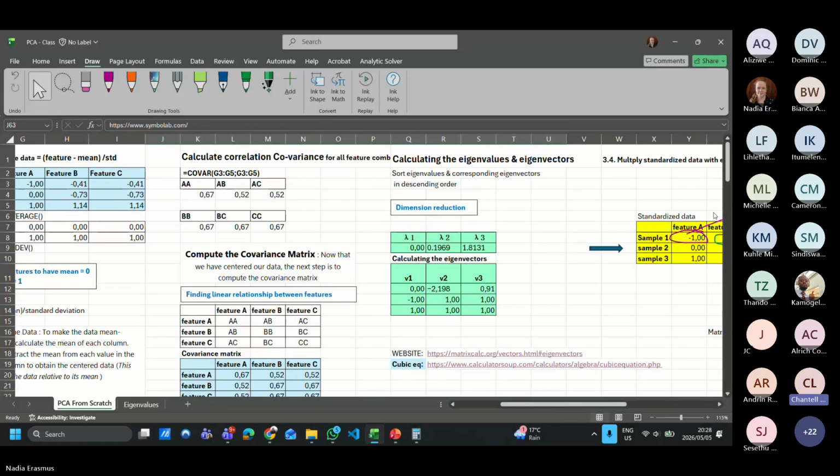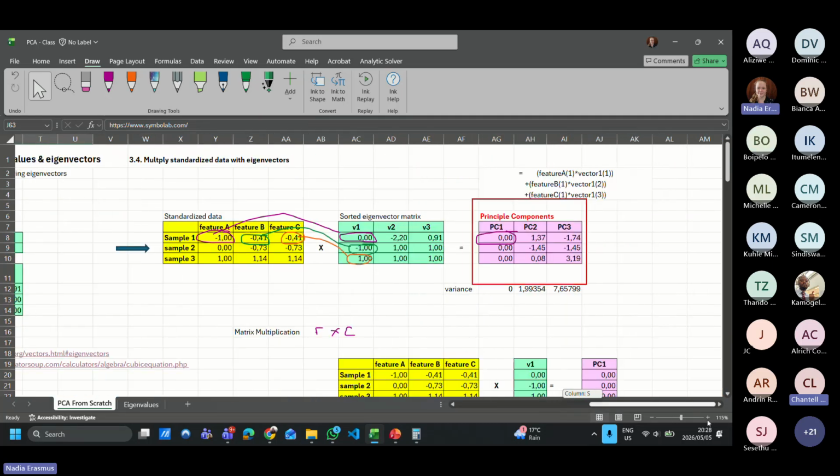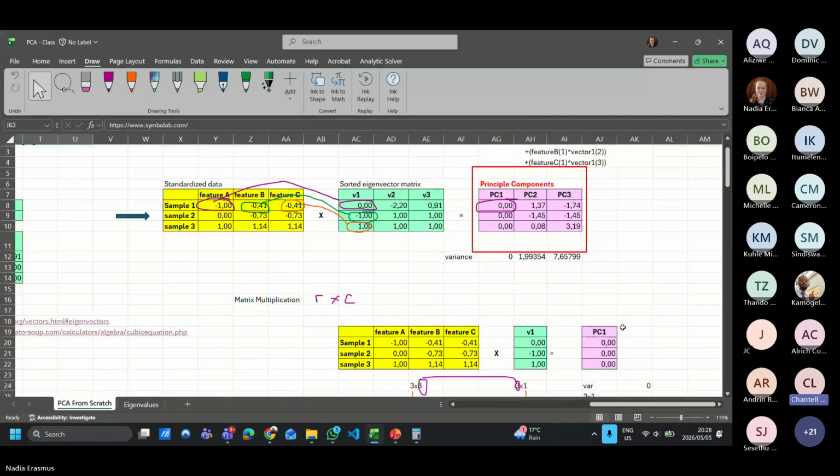Hi, Nadia. Yeah, I just want to go to the end where we ended up with the variance for each of that principal component. So what does this mean and what do we do with that? So what was the goal of all of these calculations up to this stage? The variance is going to tell you which one of the vectors is ideal or not.